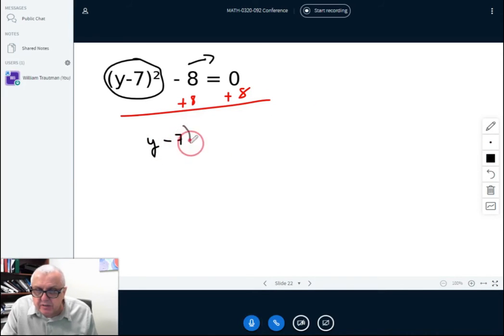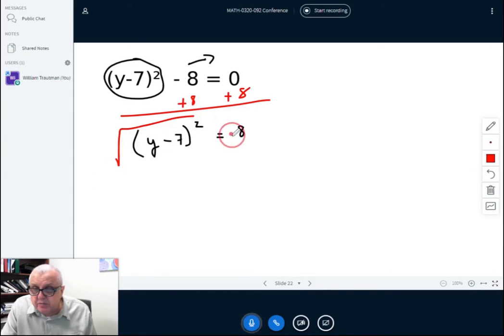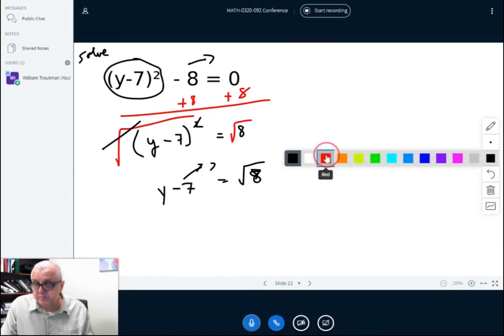y minus 7 squared equals 8. So now we're going to square root both sides. To get rid of the square, we're going to square root both sides. I'm going to square root this side, and I'm going to square root this side. Well, square root and square cancel, so I'm left with y minus 7 equals the square root of 8. And this problem is going to say solve for y. Let's take the 7 to the other side by adding 7.